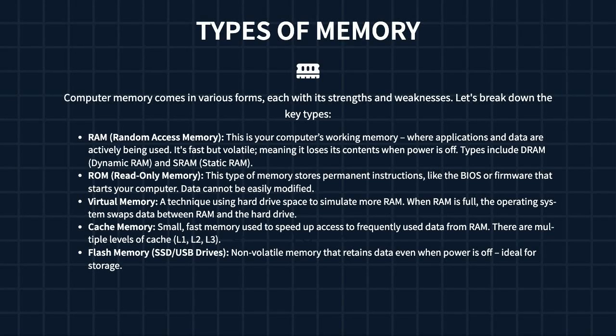Okay, let's talk about the different kinds of memory your computer uses. The most important one is RAM, which is like a short-term workspace. It's where everything you're actively working on lives. Then there's ROM, which holds essential startup instructions and can't be easily changed. Virtual memory cleverly uses your hard drive as extra RAM when needed. And don't forget cache memory. It's a super fast buffer that helps speed things up. Finally, we have flash memory, like an SSD or USB drives, which is great for storing data permanently.